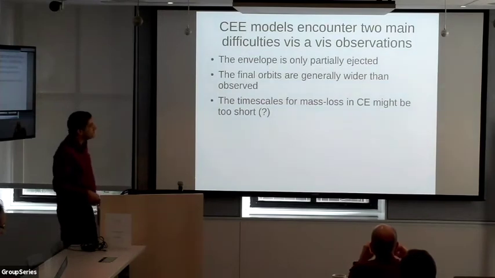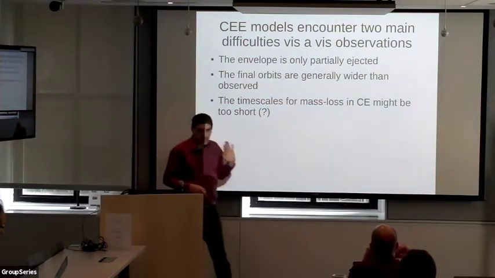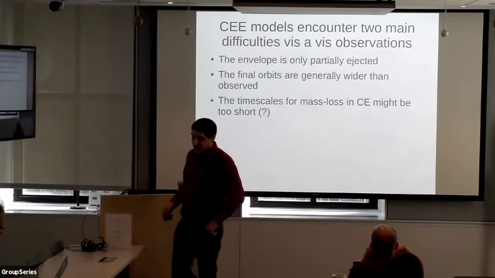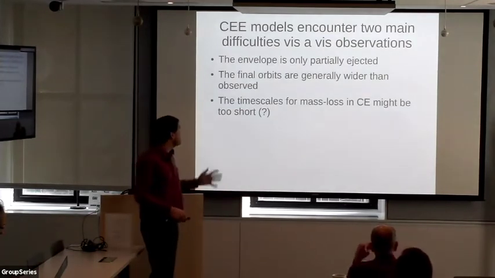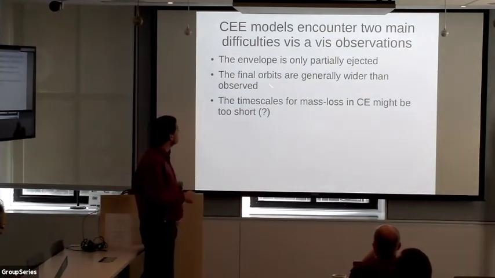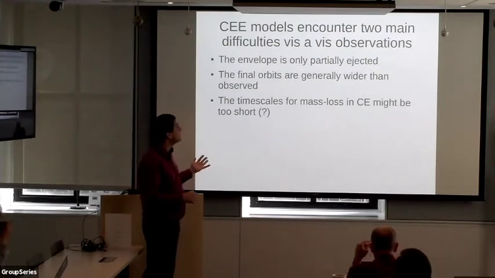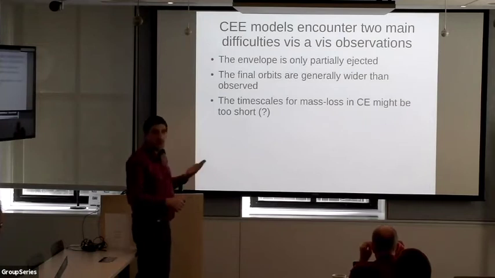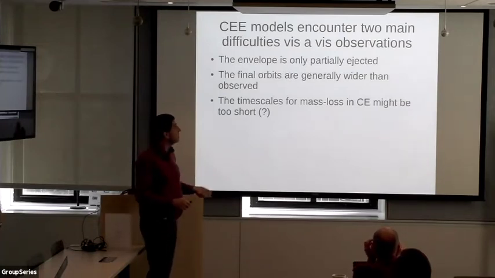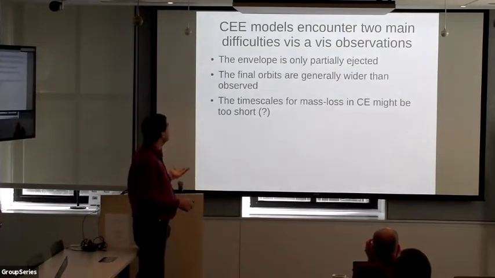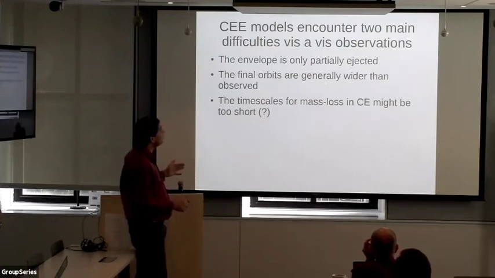If you think about common envelope evolution, of course we have tons of different problems. The issue is understanding them. If I just summarize some of them, in many of our simulations the envelope is only partially ejected. In some other simulations, it's going much better than that. The final orbits are potentially wider than what is observed.